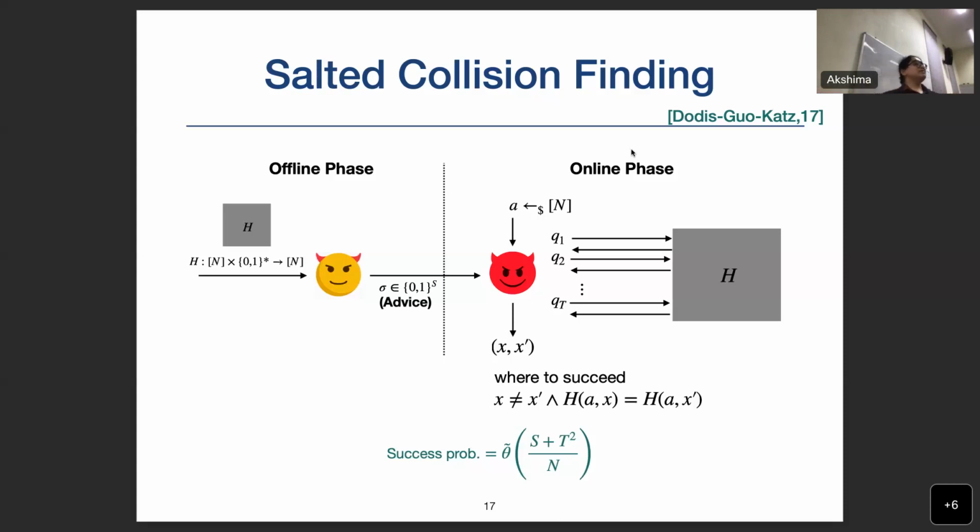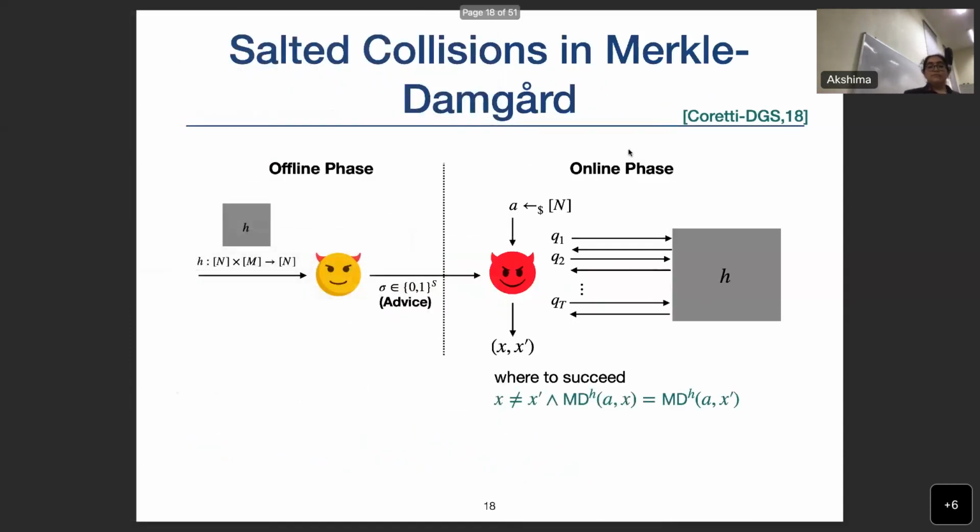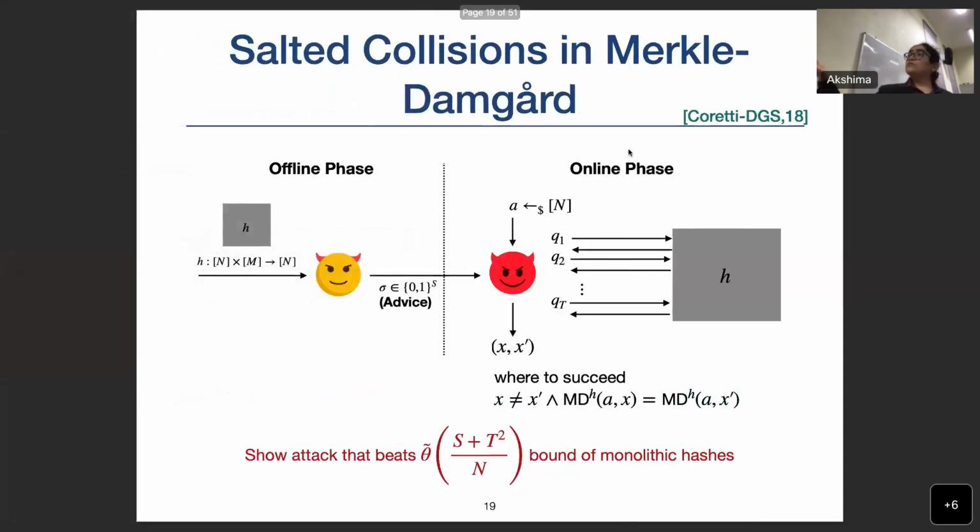And now we want to test how Merkle-Damgard stands to this test. For Merkle-Damgard, what will happen is, in the offline phase, you get unbounded access to the compression function, and you output again S-bit advice. In the online phase, you get the salt. You get to make T queries to the compression function, and then you have to output two distinct strings that would collide under the Merkle-Damgard hash function. Coretti et al. were the first ones to study this, and they found an attack that could beat S plus T squared over N. I want to present that attack next.